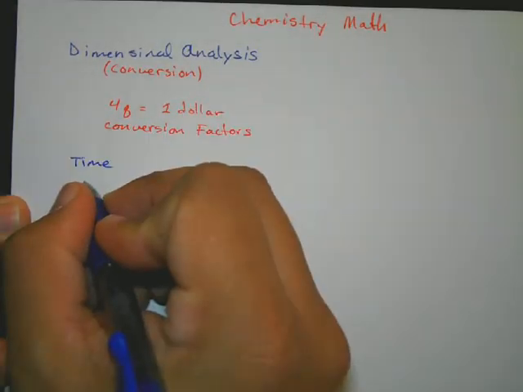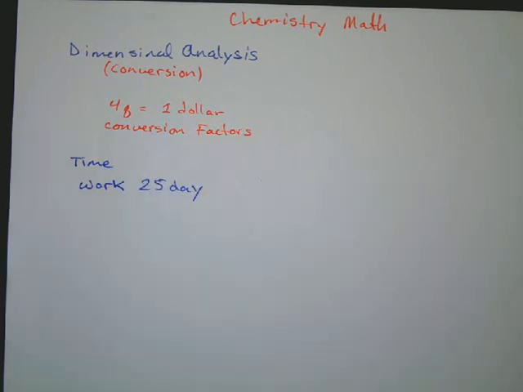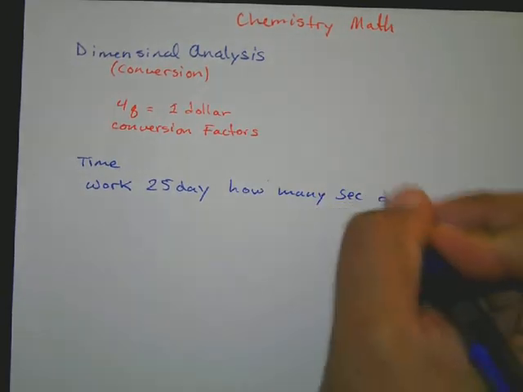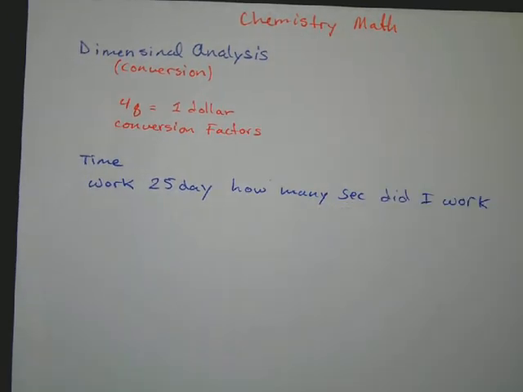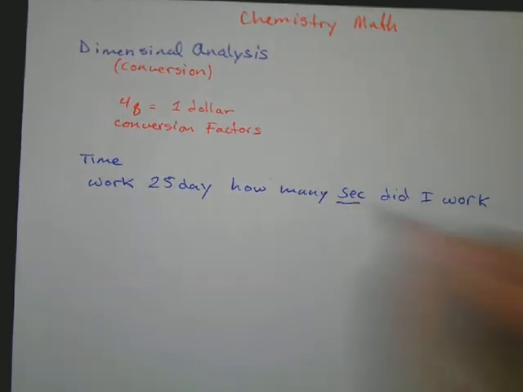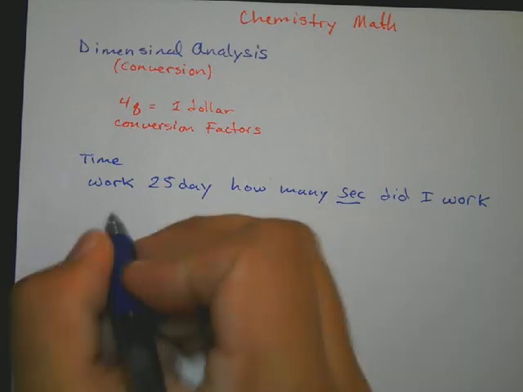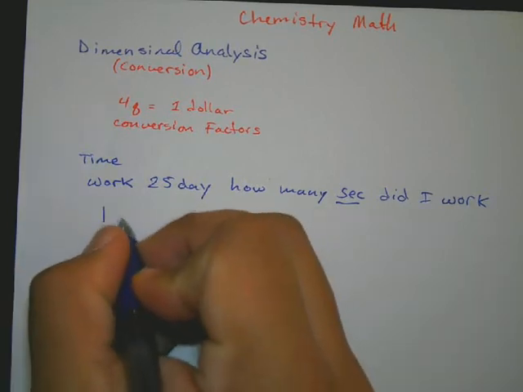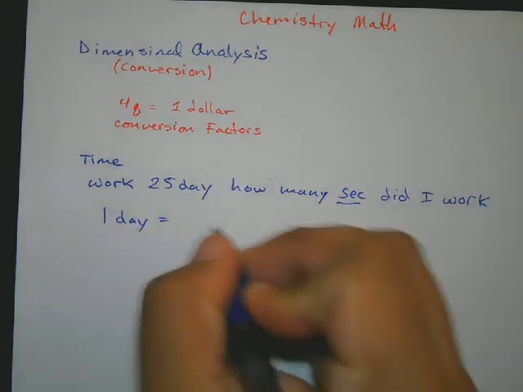Let's say I work 25 days this month. If I work 25 days this month, how many seconds did I work? To do this conversion, I'm going to need some conversion factors before I get started. So let's break down conversion factors. Well, I know that 1 day is equal to 24 hours.